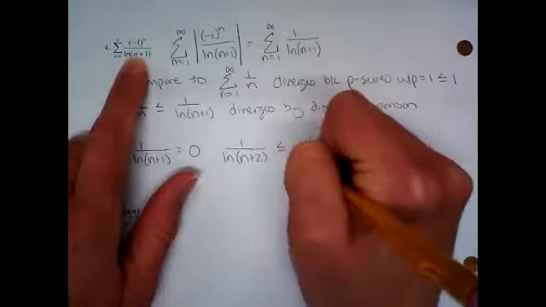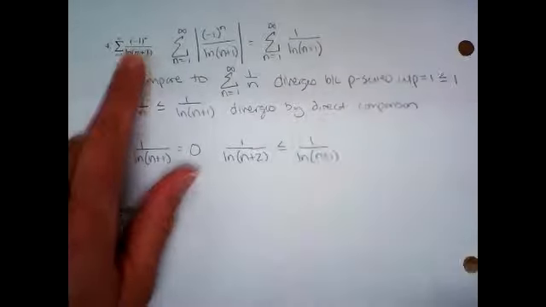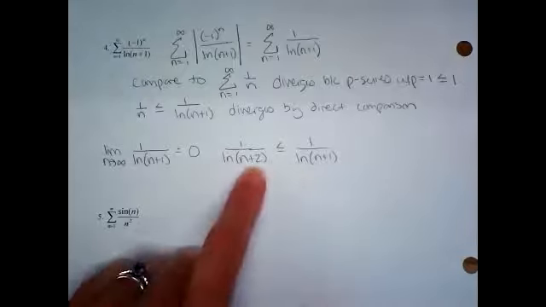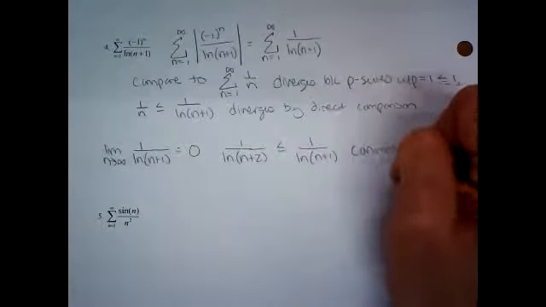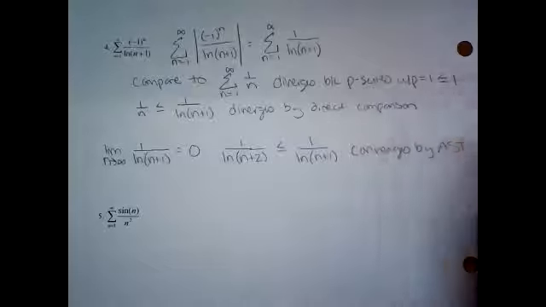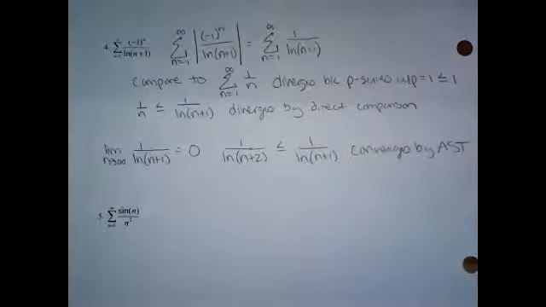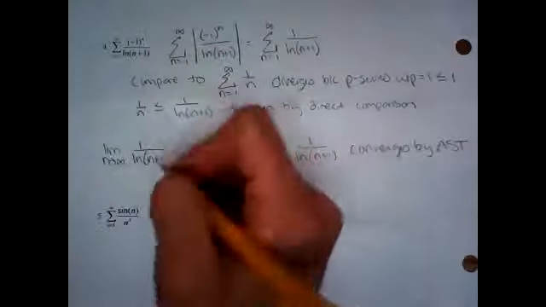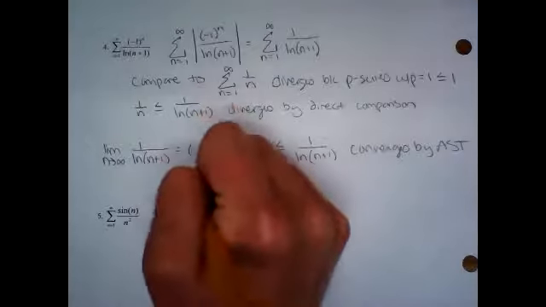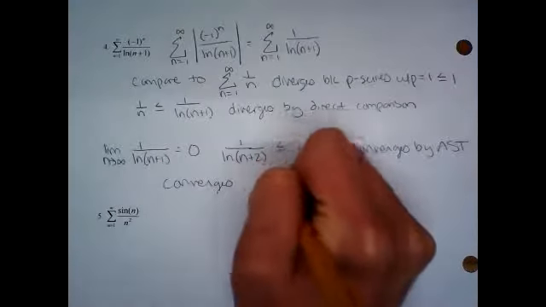We need that to be smaller than this, which it will be, because again, the bigger denominator means the smaller fraction. So converges by the alternating series test. Lots of work there. What's the big conclusion to the whole thing? Conditionally, good, because this one, the absolute value diverged, and then the series itself converged. So converges conditionally.